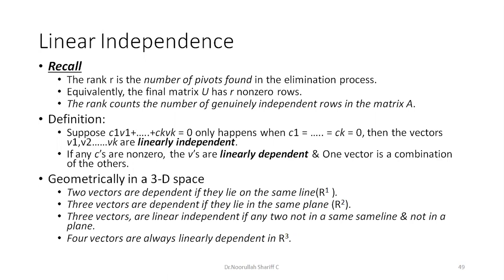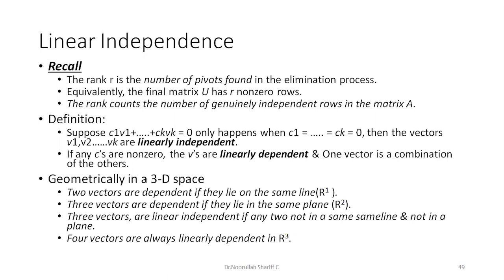Now we come to the definition. Suppose we consider that C1, C2, C3 and so on are constants, and V1, V2, V3 are vectors. Then if we have C1 into V1 plus C2 into V2 plus C3 into V3 plus ... Ck into Vk equal to 0, and this happens only when C1 equal to C2 equal to C3 equal to Ck is equal to 0, then the vectors V1, V2, V3, up to Vk are linearly independent.